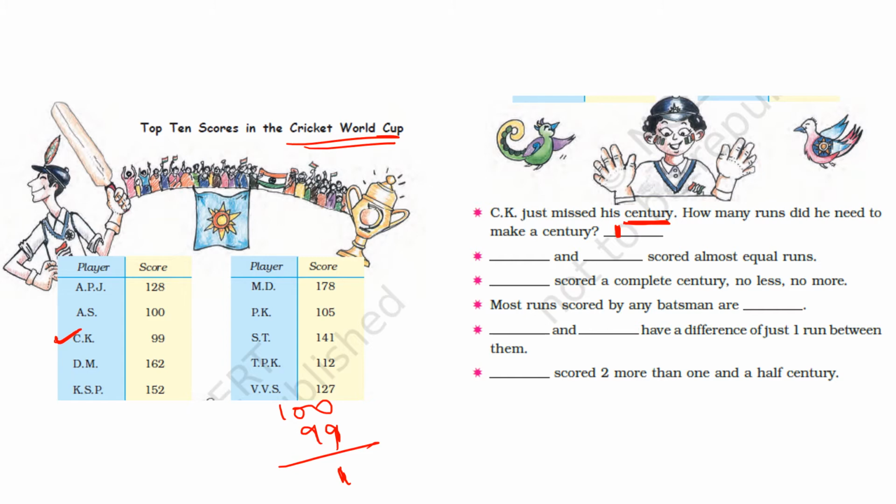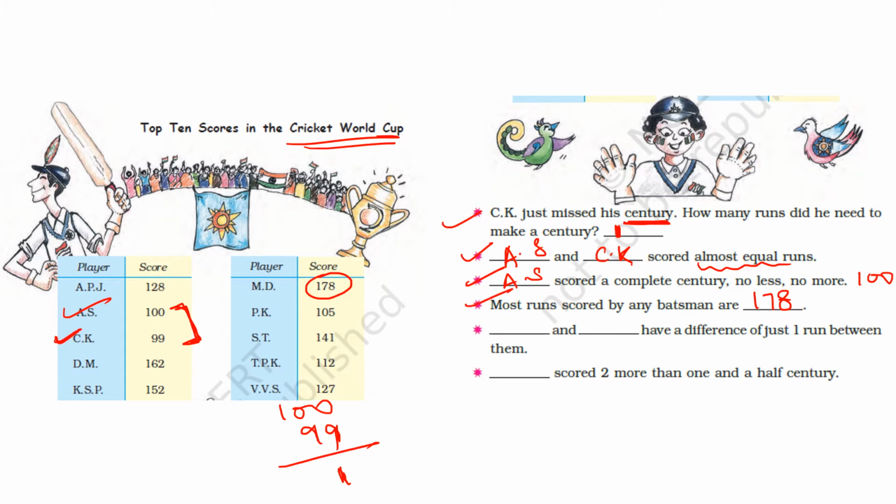Dash and Dash scored almost equal, not exactly equal, but almost. So you will find that only 199 are the scores which are similar and have the least number of difference between them. So AS and CK are the players who made almost equal runs. Third question. Dash scored a complete century, no less, no more. That means he scored 100. Who scored 100? AS scored 100. Most runs scored by any batsman are, so the maximum is 178. We can find it over here.